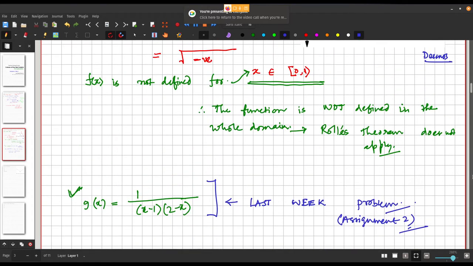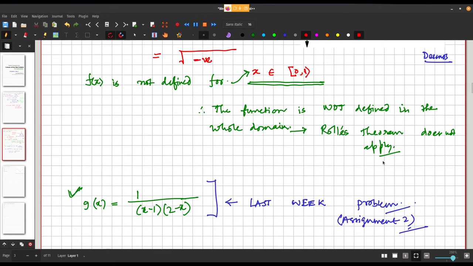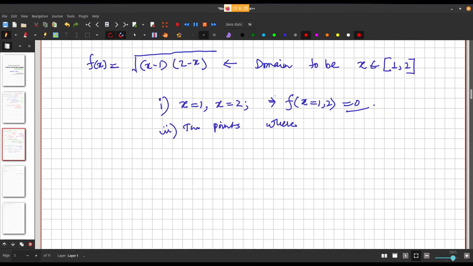And if we look at the plot, we'll see that there exist many pairs of such points. For example, x equal to this and this will give the same y value. Similarly, x equal to this and this will give the same y value. Similarly, like this. And so two points where the function has the same value exist.